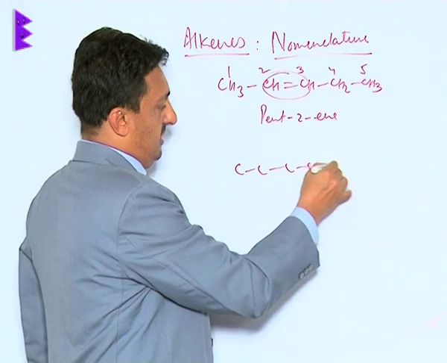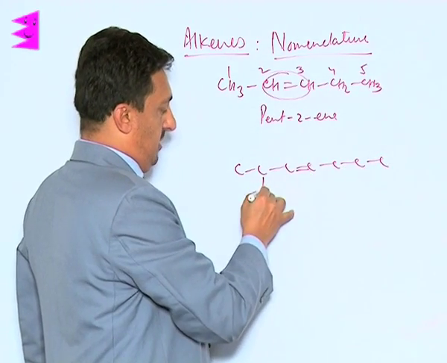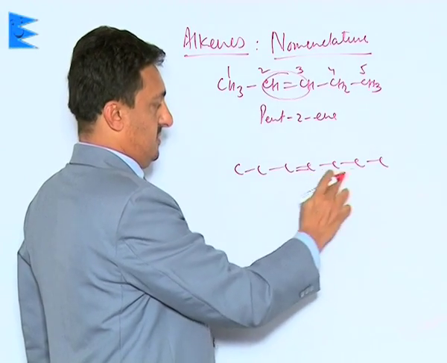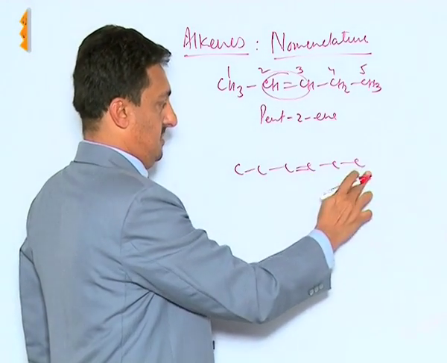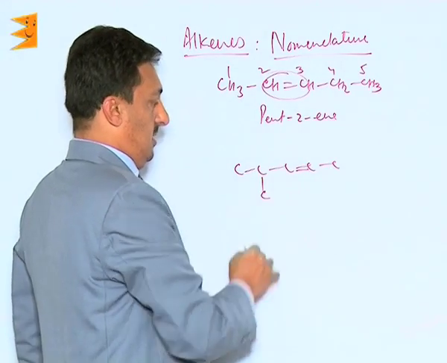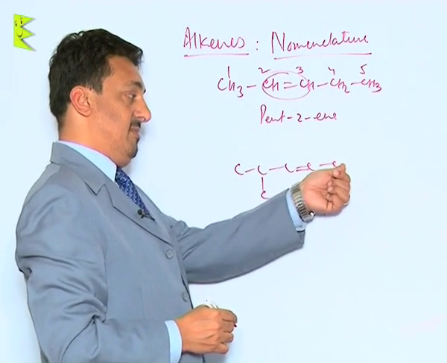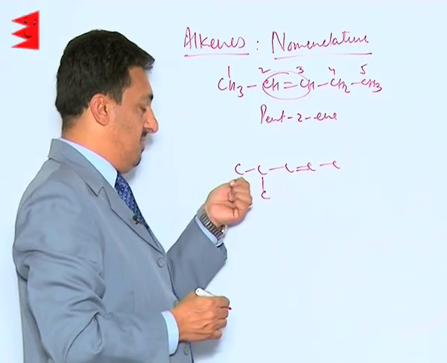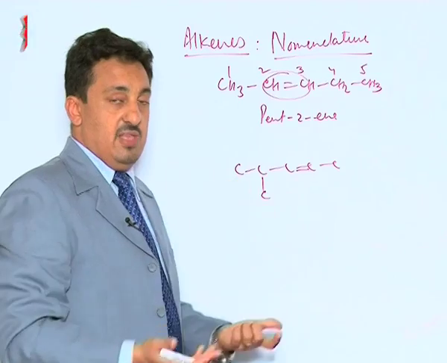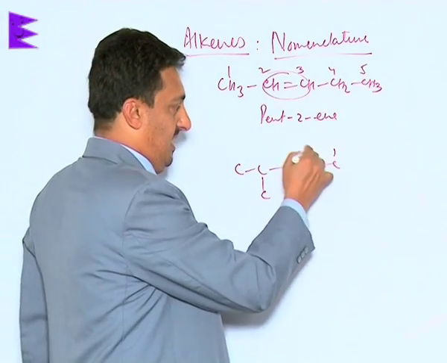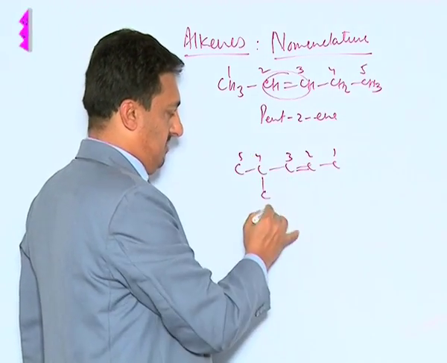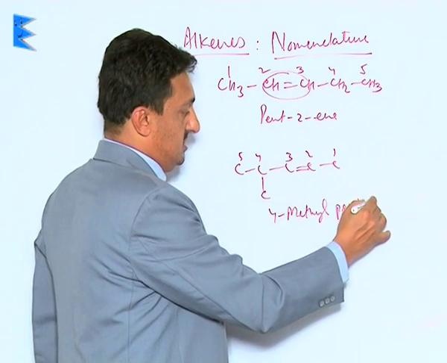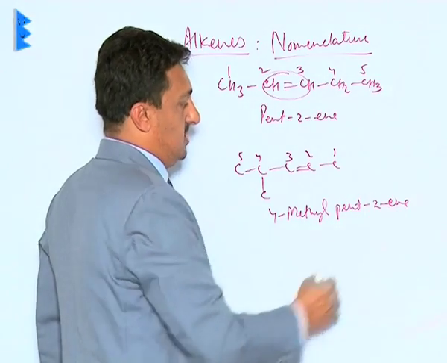Even if we have, suppose, a double bond from here, let me give you the example. Let it be like this. Suppose in this particular example we have a double bond at carbon number 2 and a methyl group from here. We will always give preference to the double bond. We will start our numbering from this side and we will name this compound 4-methylpent-2-ene. So it's like this.